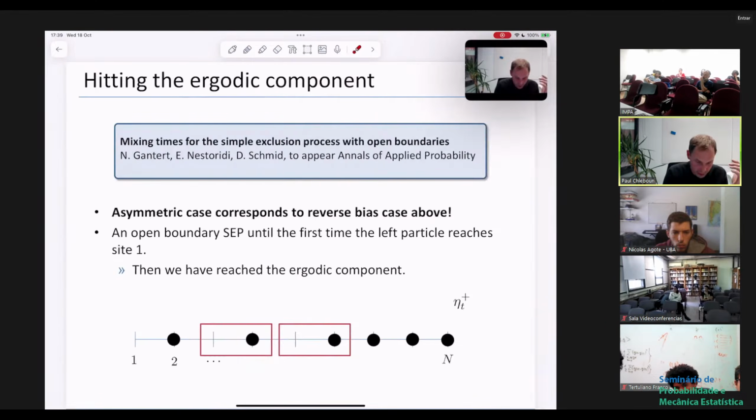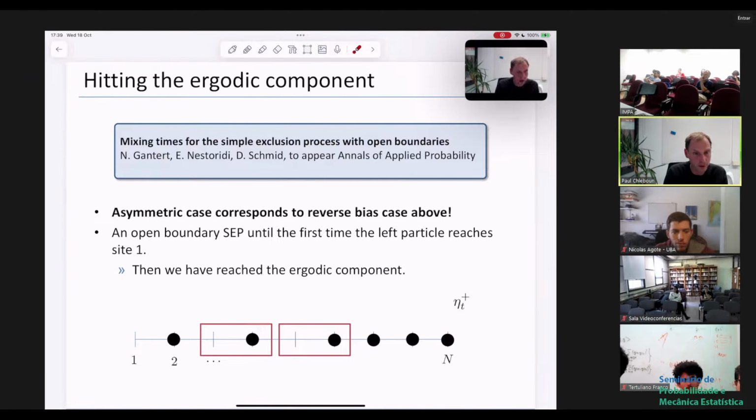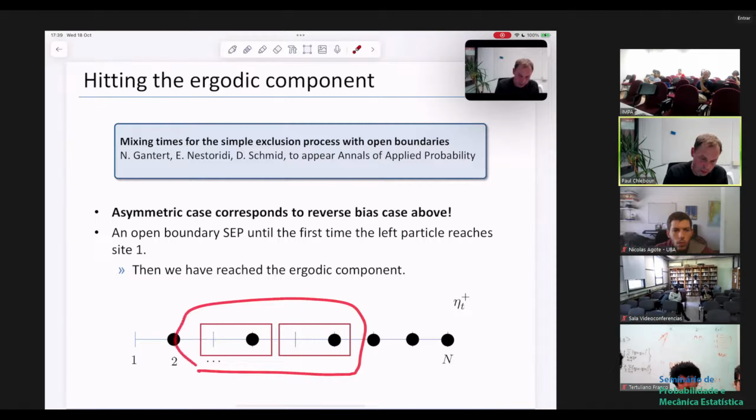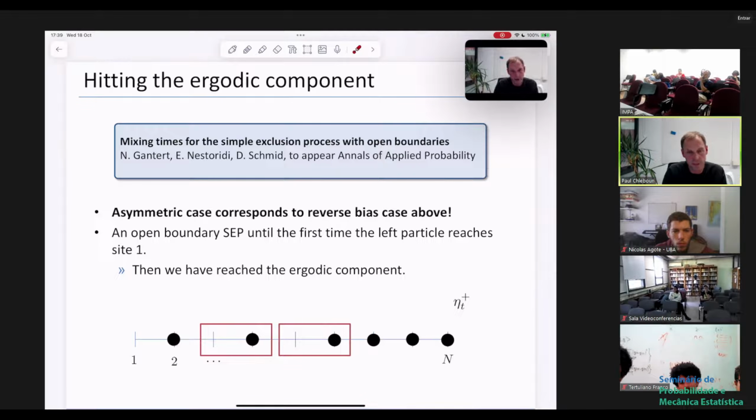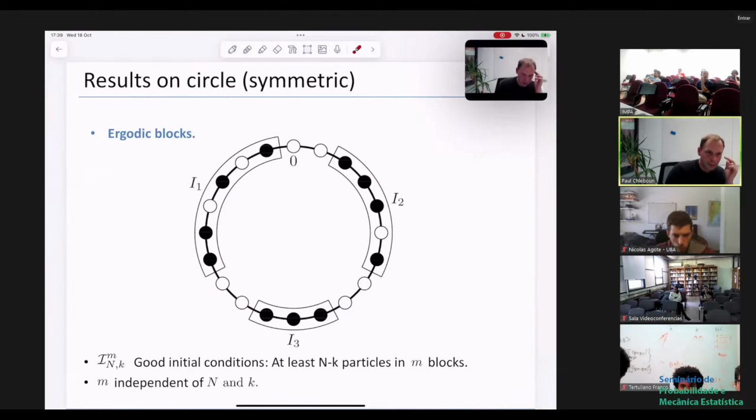And then having done that, oh, that's the end. Once we're on the ergodic component, then we're equivalent to a simple symmetric exclusion process. So we just use the existing bounds on mixing time for simple symmetric exclusion process to get the coupling time.